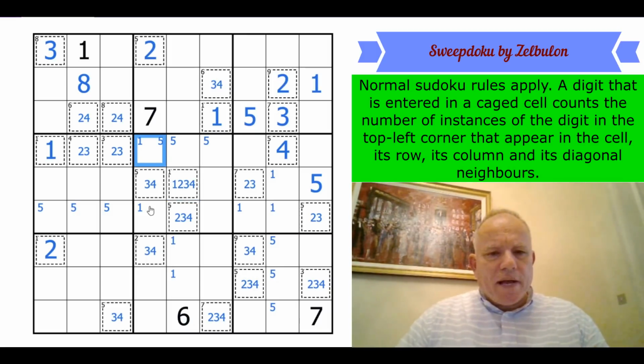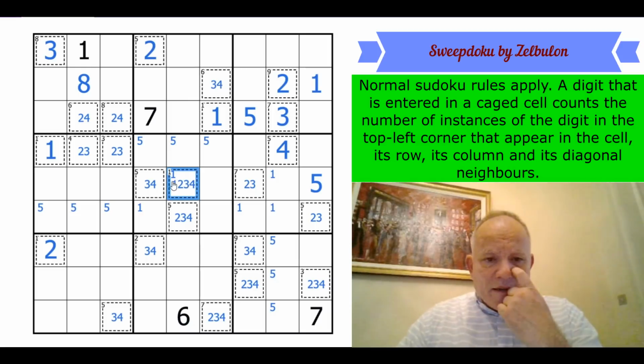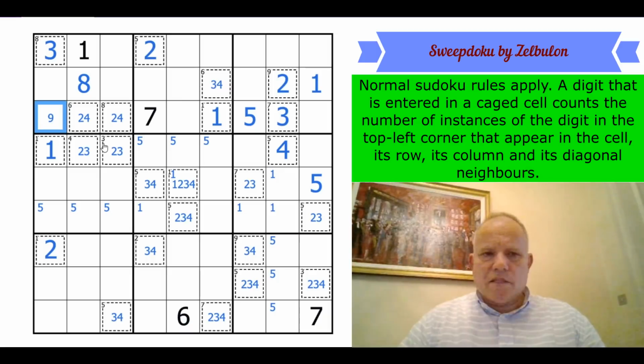No, I did some bad pencil marking with those 1s because I forgot that this could be a 1. I just saw a caged cell and assumed since that can't be, those can't be 1s. In fact, 1's in one of those 2 places, but it could be in this cell. So let's be careful about that. 2, 4, that's a 6 or a 9.